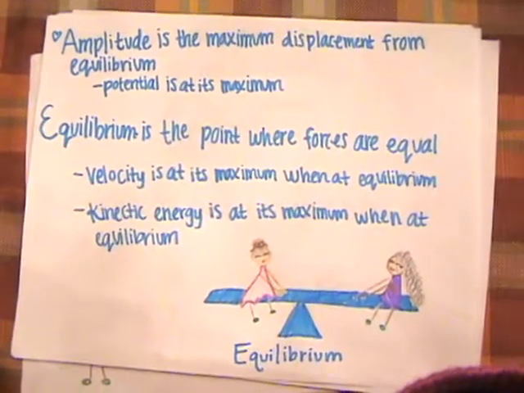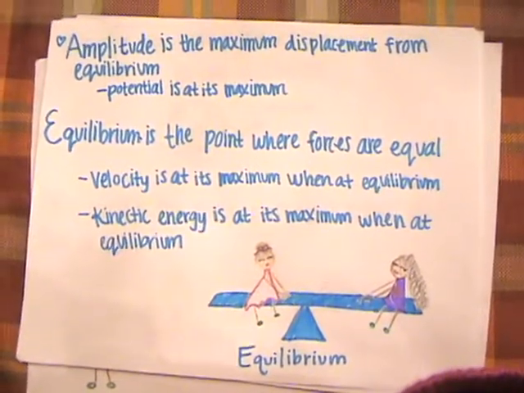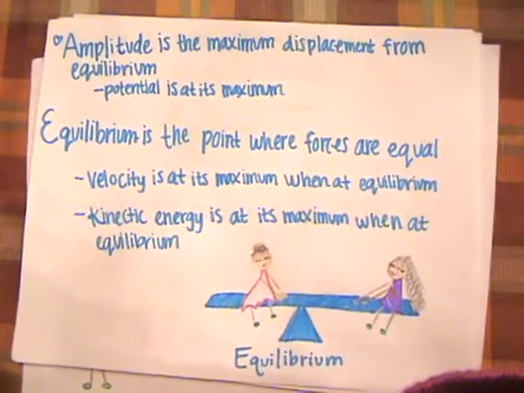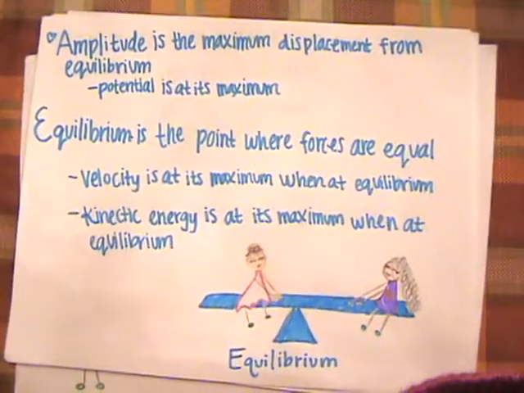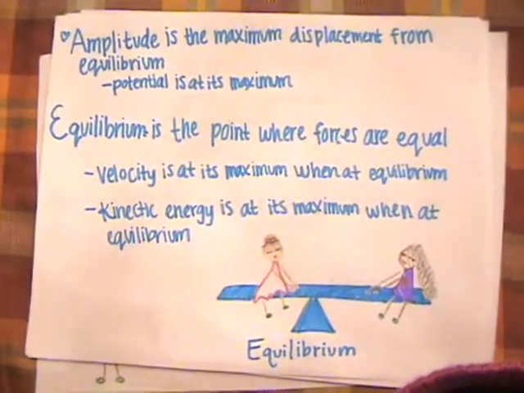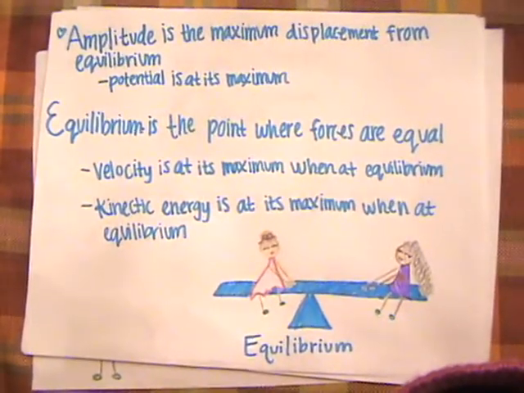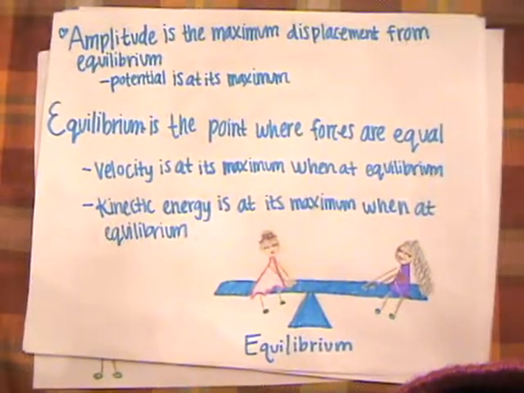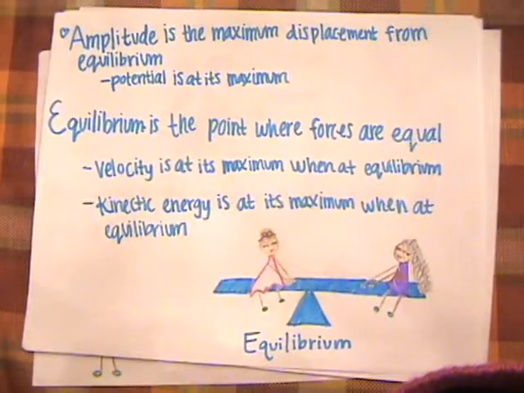Some basic background for you. Amplitude is the maximum displacement from equilibrium. When at amplitude, potential energy is at its maximum. Equilibrium is the point where forces are equal. When at equilibrium, velocity is at its maximum, and so is kinetic energy.